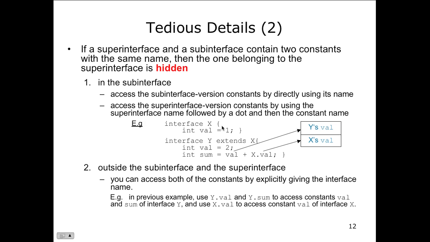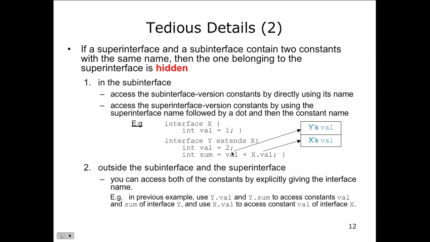Outside of the sub interface and the interface itself, you can access both of the constants by explicitly giving the interface name. That's this example right here. Let's say we were in C and we wanted to use what we've implemented, whether it's in A or B. So we have interface X, and interface X has value equals 1. Interface Y extends X. Value now equals 2. The value up here is now hidden. It's still there. We can go x.value down here. But this value and this value are now different, because we took it and implemented it with the new value.